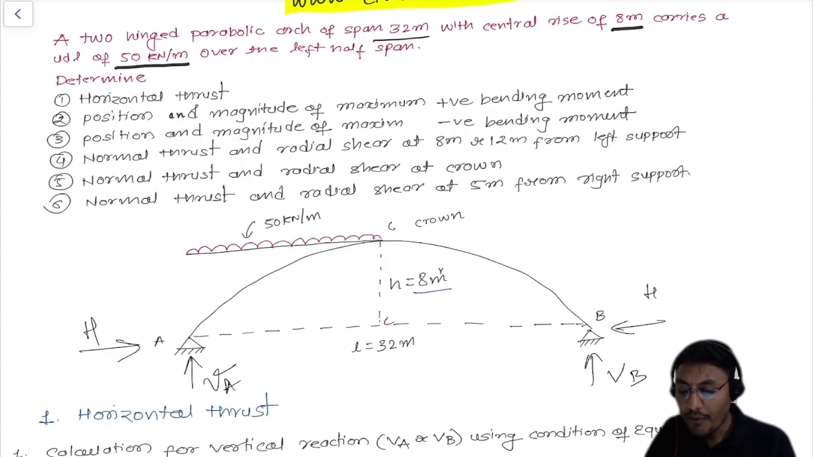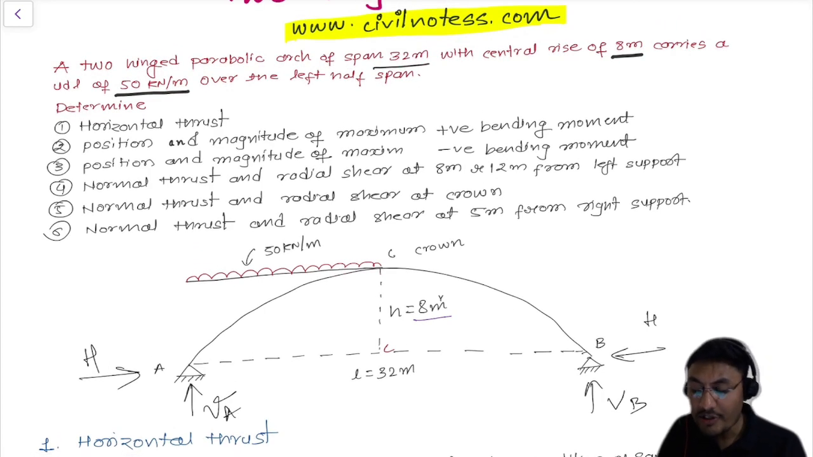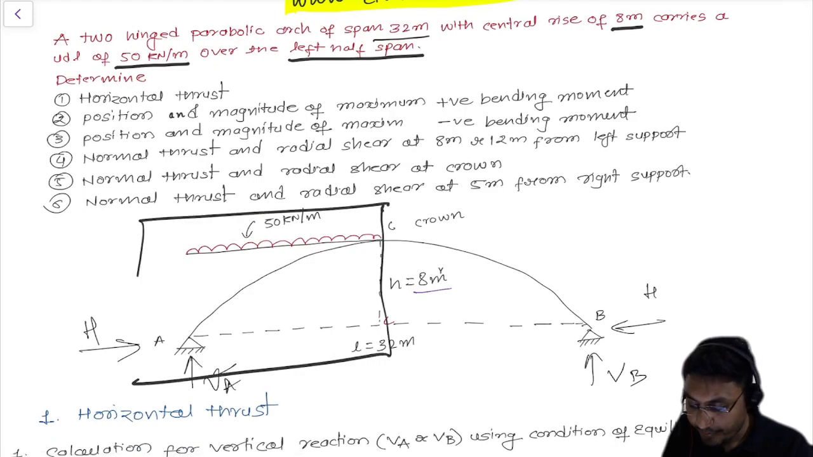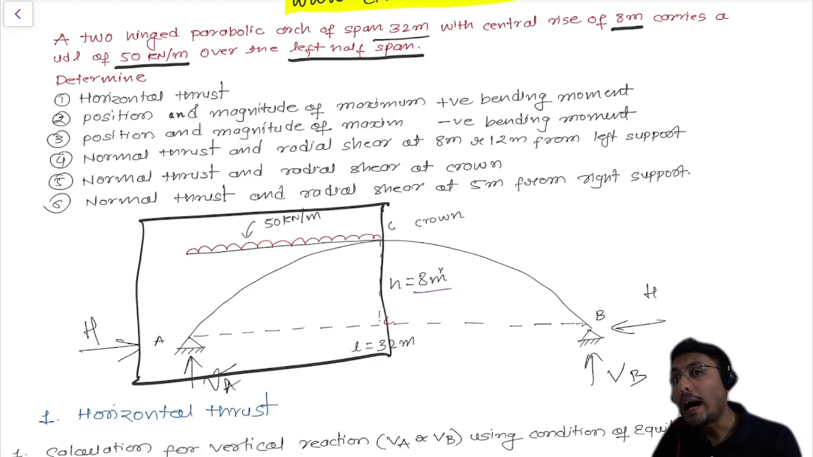Carries a UDL of 50 kilonewton per meter, and you can see that they also mention the UDL, uniformly distributed load, of 50 kilonewton per meter. But after that it is mentioned, over the left half span. So where is it applied? On the left half span. You can see it is applied on this portion, the left half span.